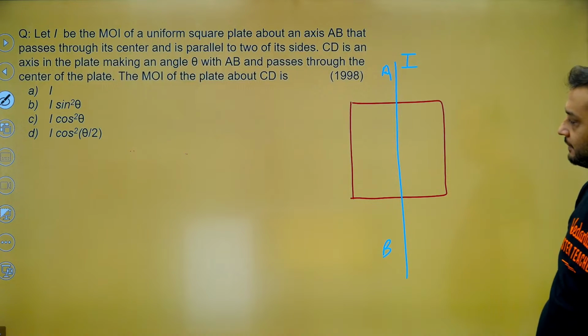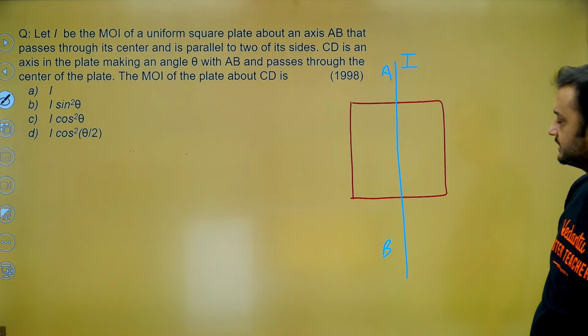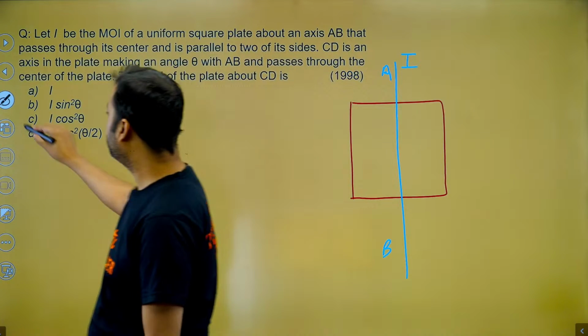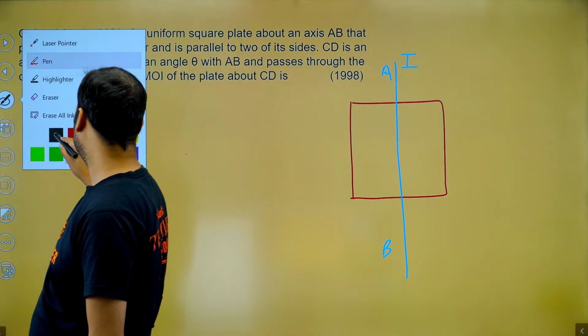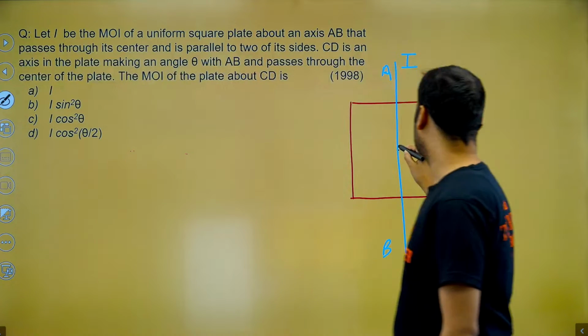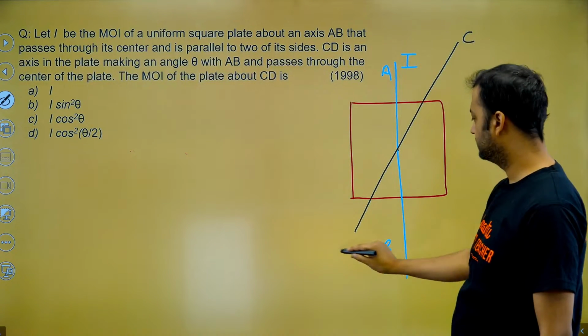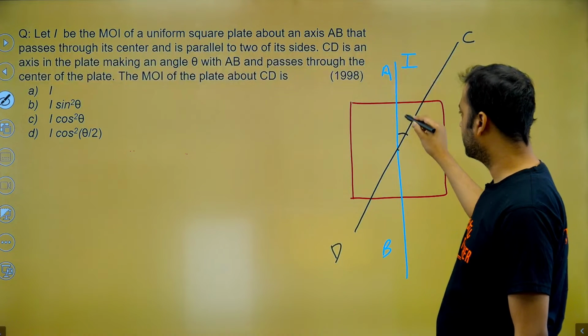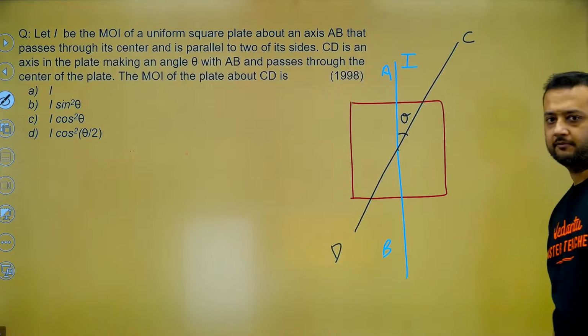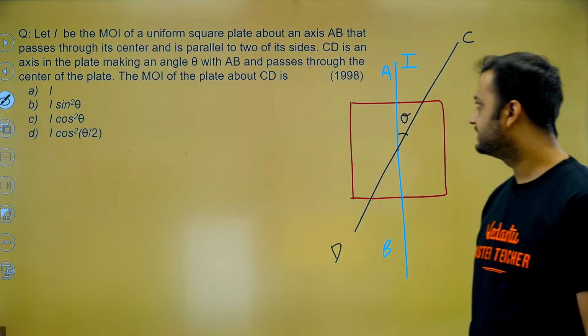CD is another axis that makes an angle theta with AB and passes through the center of the plate. So how does CD look? You can see that CD will look somewhat like this type of axis. So this is CD, and this angle is theta. So what will be the moment of inertia about CD?